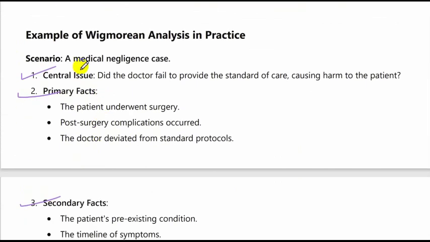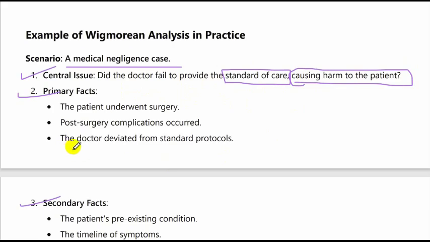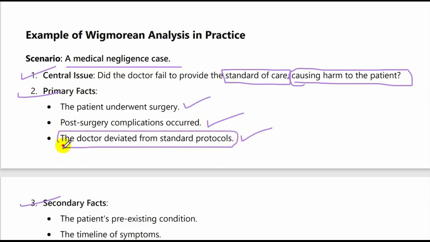So let us go through a medical negligence case. Central issue is, did the doctor fail to provide the standard of care? This is the most important. Did the doctor fail to provide the standard of care causing harm to the patient? And there should be a harm as well. What are the primary facts? The primary facts are, the patient underwent surgery, yes. Post surgery complications occurred. The doctors deviated from standard protocols. Now, we need to know more about what is the standard protocol.